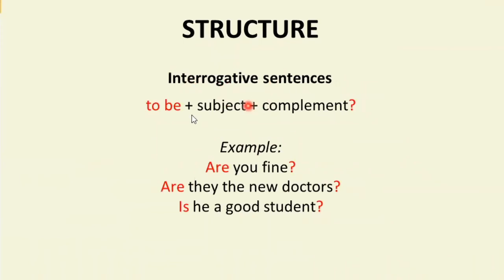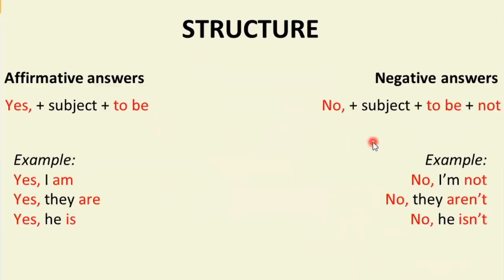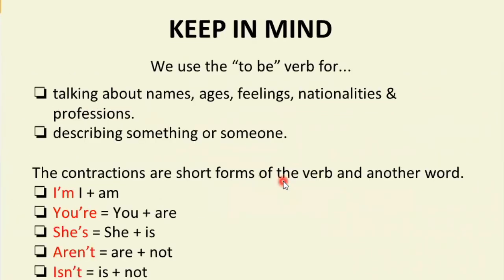Interrogative sentences. First, you are going to put the to-be verb, then the subject, and finally the complement. And please don't forget the question mark. Here you have some examples. For affirmative answers, you have to add the word yes, and in the negative answers, you add the word no. Here you have more examples.